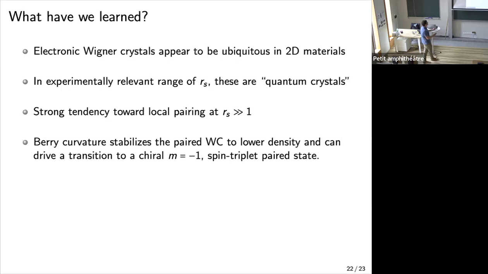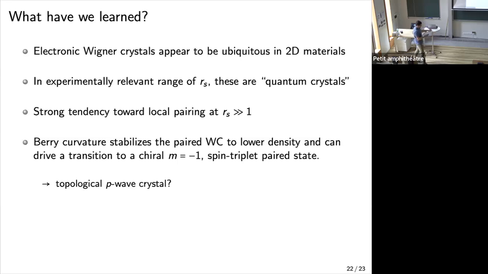The last thing that we discussed is that if the host electronic band has enough Berry curvature, then first of all, Berry curvature stabilizes the paired crystal to lower densities, even with zero orbital angular momentum, and enough Berry curvature can drive a transition to a chiral paired state where the pairs carry orbital angular momentum -1 and are in a spin triplet state. So it's some kind of local pairing mechanism for spin triplet pairing.